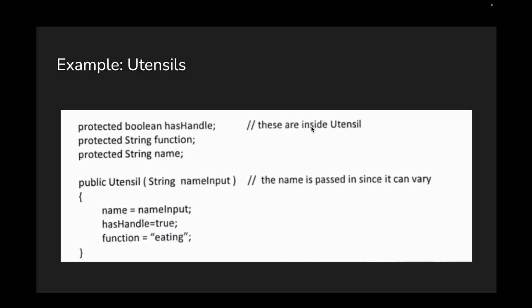In this case, there's a definition of this utensil class. So we have some field variables here. In this case, they're protected, which is important to note. But just notice that we have 3 field variables, and then we have a constructor right here called utensil, and this takes in a string and it sets some default values for these 3 field variables.